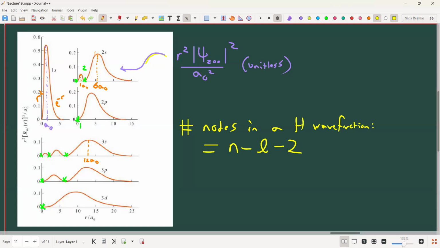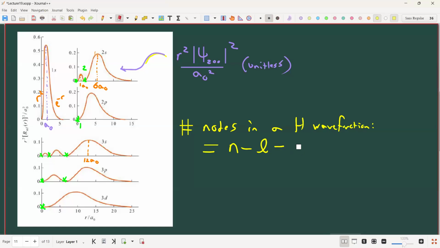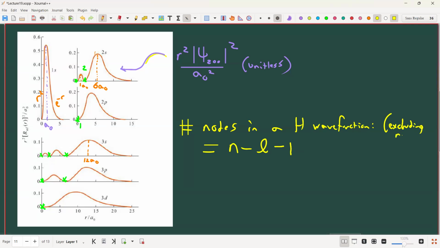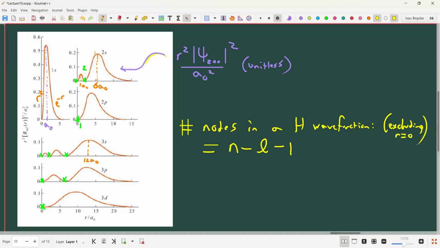All right, let's double check that. Let's look at the 1s. 1s only has 1 node. n is 1, L is 0. Oh, this doesn't work. Hold on a second. Is this plus 2? I know how to fix this. It's minus 1, excluding r equals 0. In general, no electron will ever be at the proton. So let's just exclude that as a node.